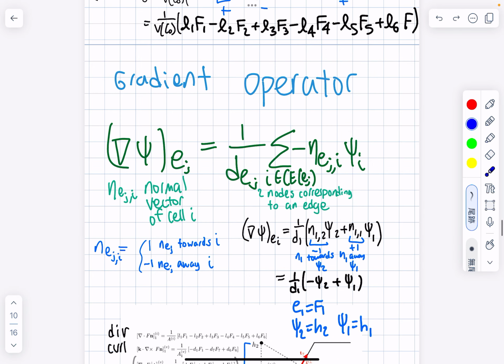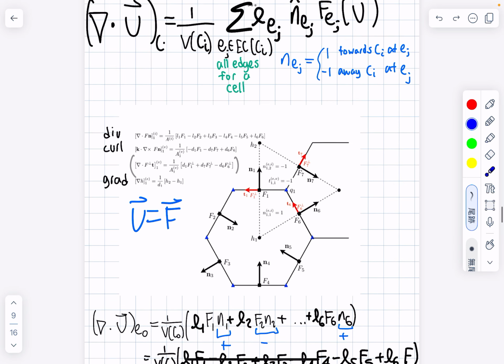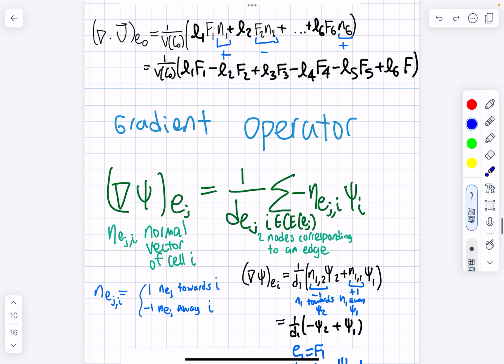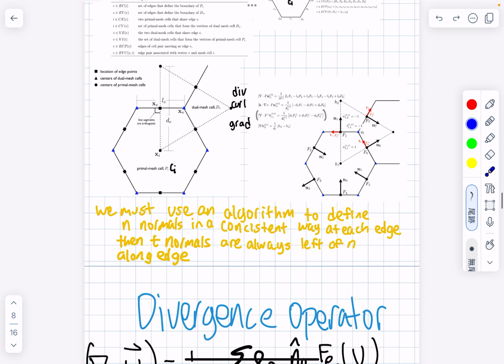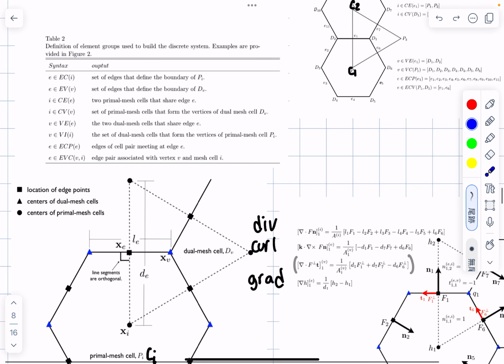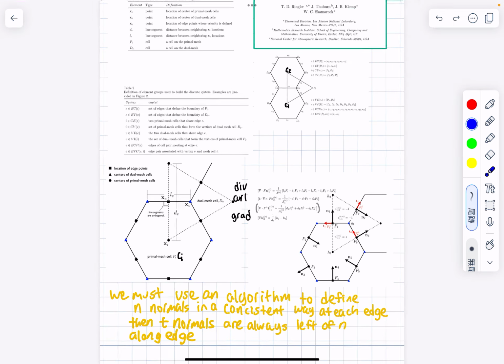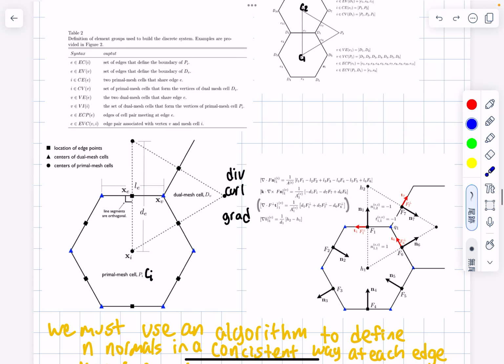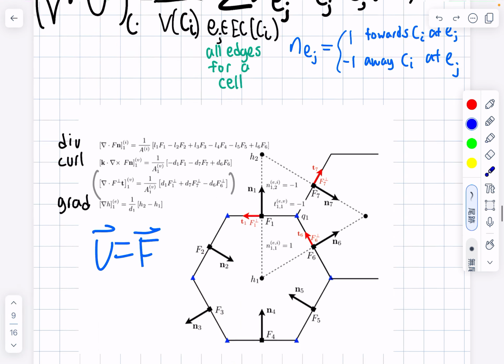For gradient, instead of EC, we use CE. What does CE mean? That means two primal mesh cells that share an edge E. So here's an example. If we look at E, which cells share this edge? The answer is this one and this one. There are no other cells that share this edge. There's two.